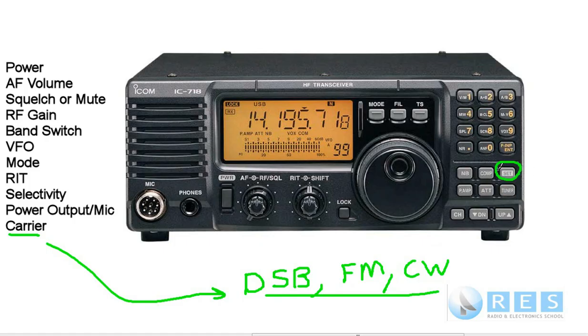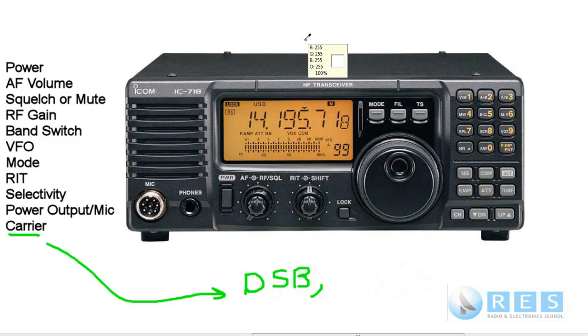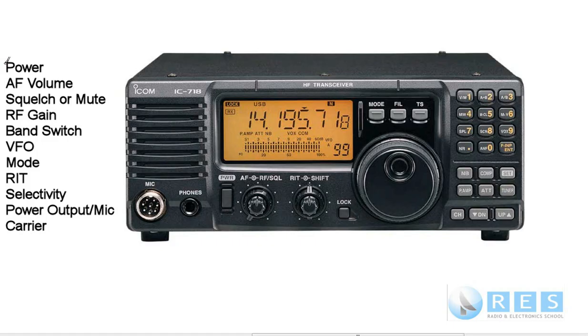You do not have to learn the menu system of a radio. The assessor will help you with that. You just have to know that the carrier control is used to control the carrier power on double sideband, FM and CW. Well, that's it for the major controls on a transceiver. Not too hard. You should endeavour to remember all of these controls and what their operation is.